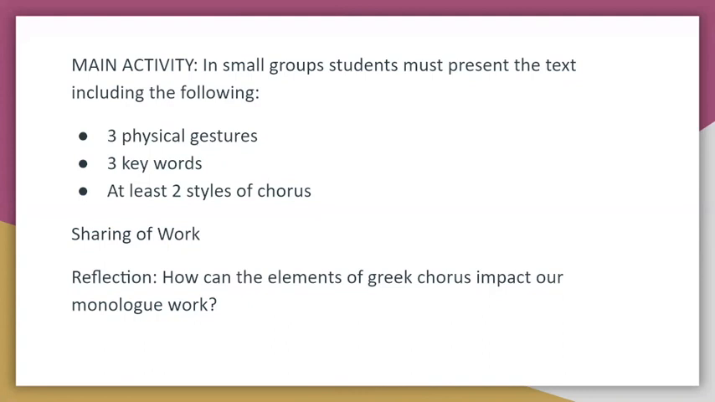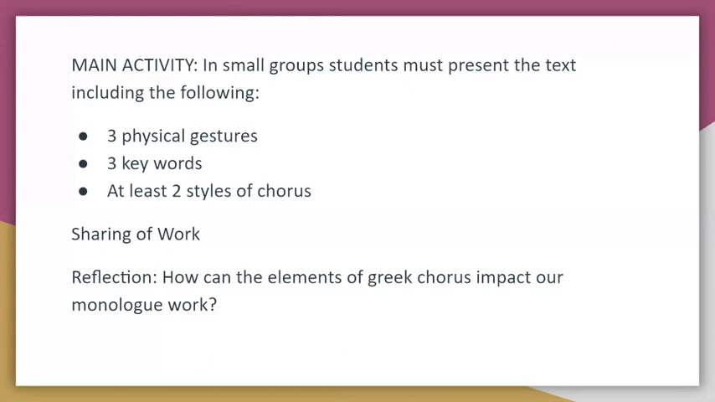And they have to have at least 2 styles of chorus that we talked about. So remember, when they get to this point in the activity, they've got 4 up on the wall and they need to pick 2. They need to work as a group and they need to be able to create something where they are reading that text and they're hitting these key ideas. Then we're going to share our work, right? Then we're going to share those out. We're going to talk about them. And then we're going to reflect.